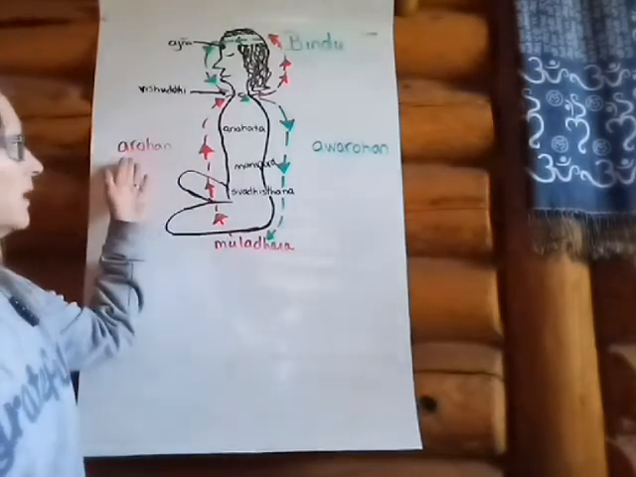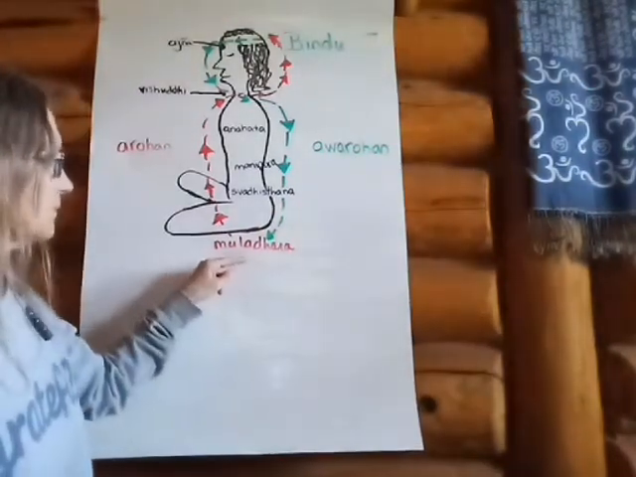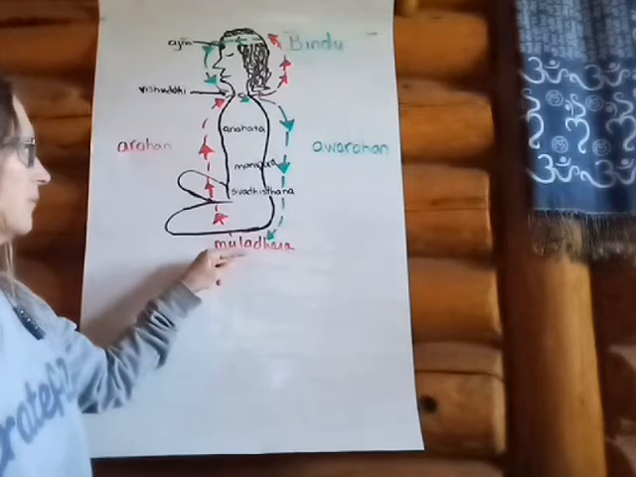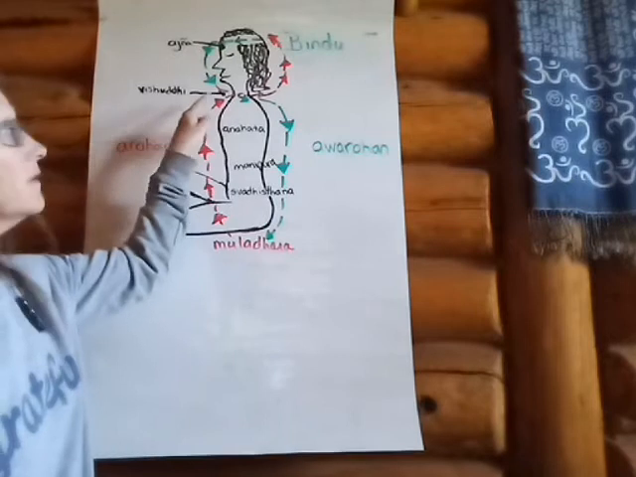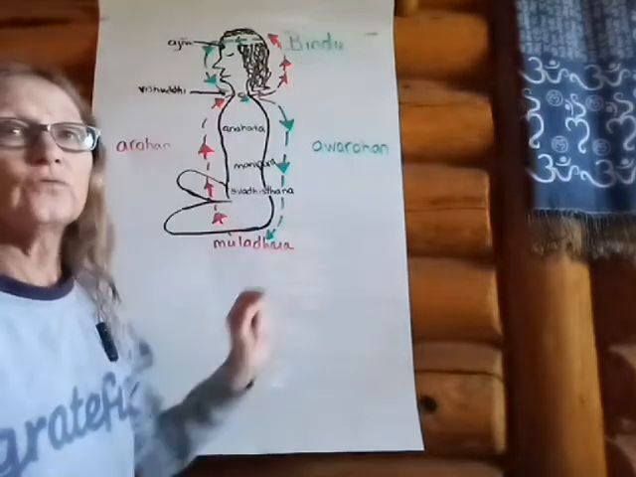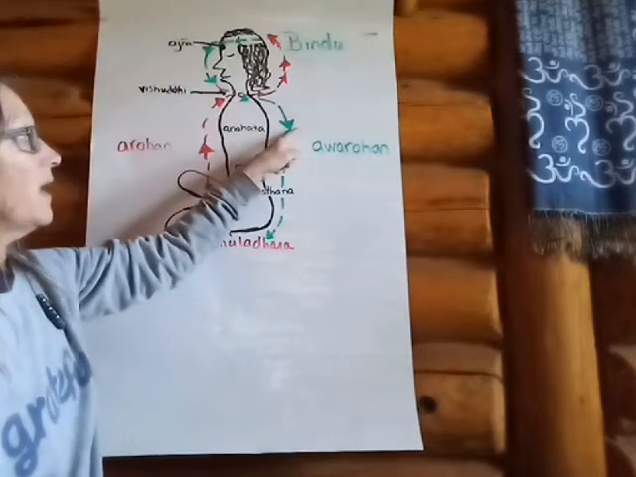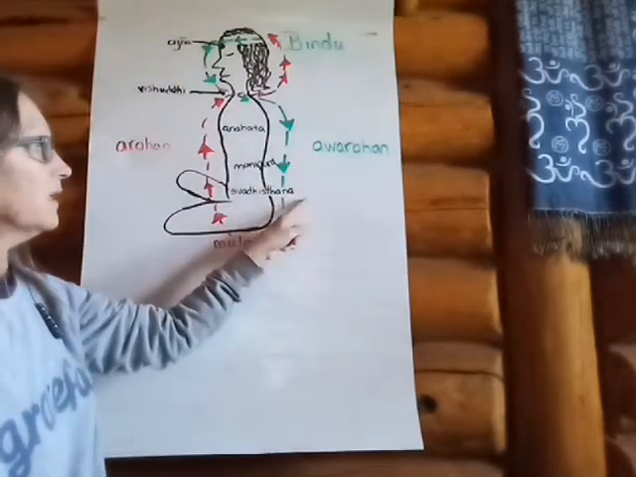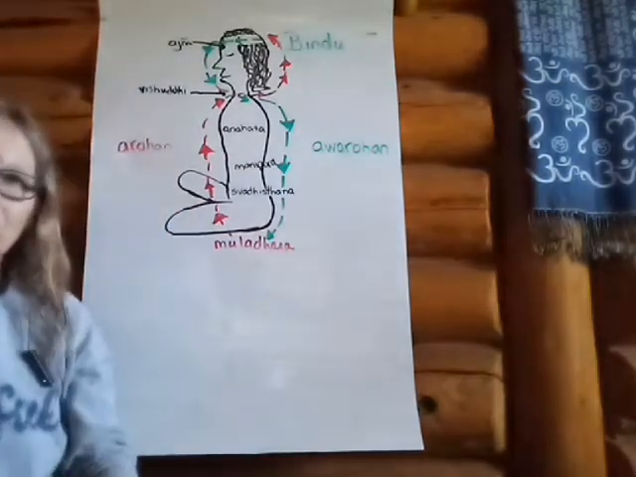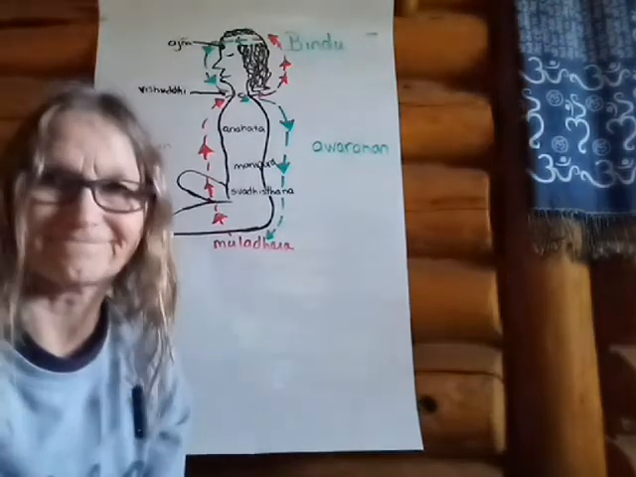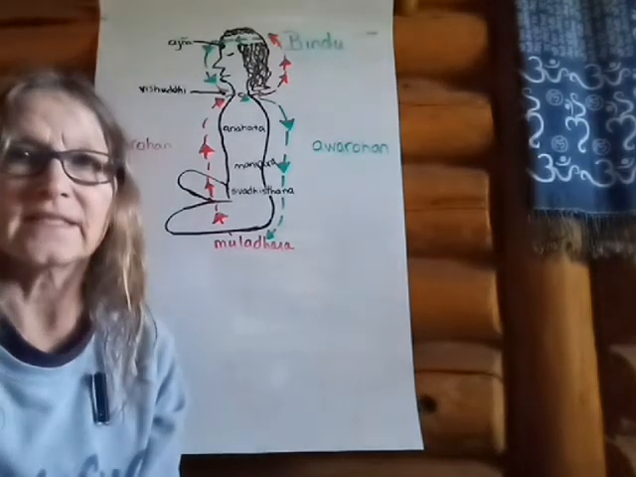So this Arohan is the front passage, Awarohan is the back passage. Inhaling, Muladhara, Svadhisthana, Manipura, Anahata, Vishuddhi, Bindu. Exhale, Agnya, Vishuddhi down the back, Anahata, Manipura, Svadhisthana, Muladhara. Okay, so now we have the Arohan Awarohan psychic passageways.